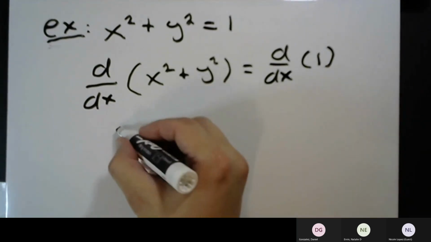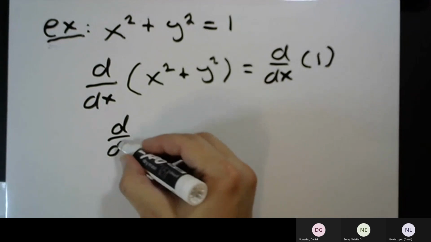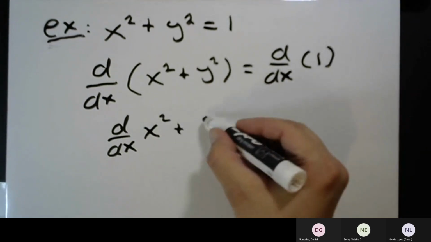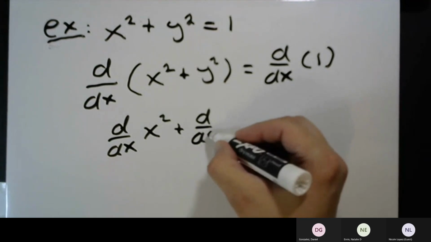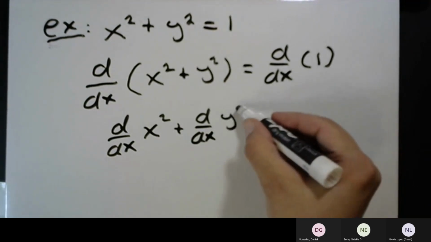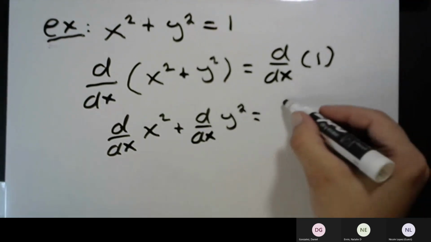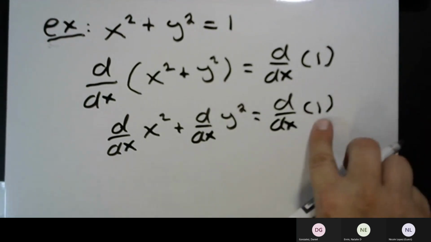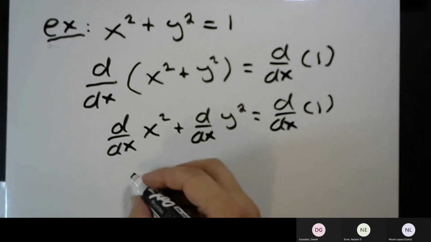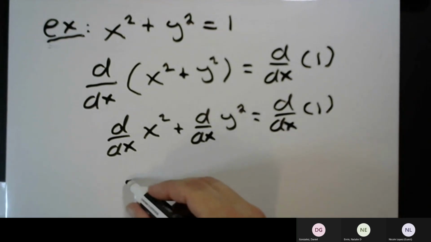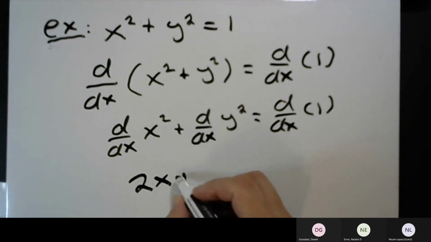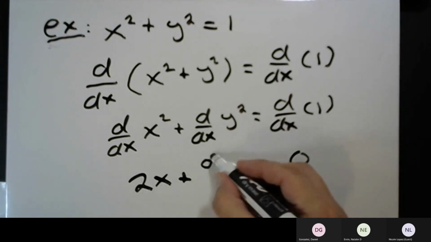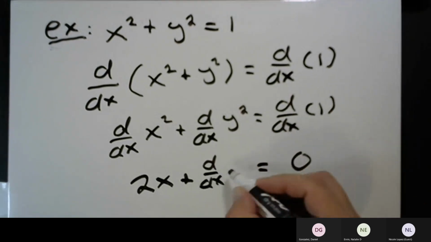And we'll get this. d/dx of x squared plus d/dx of y squared is d/dx of 1. And again, the derivative of a constant is 0. The derivative of x squared is 2x. And this is going to be 0. So this leaves us with a big question here.